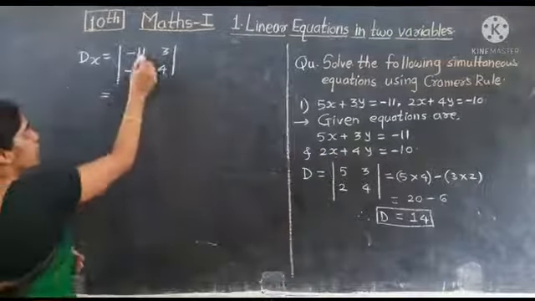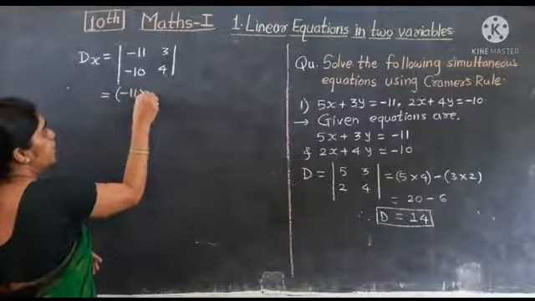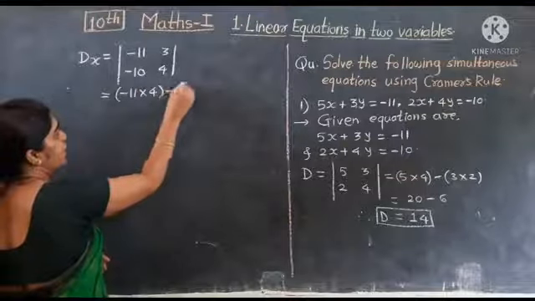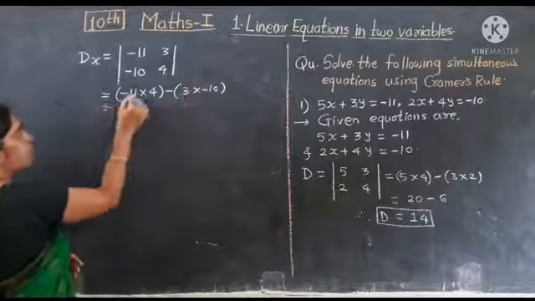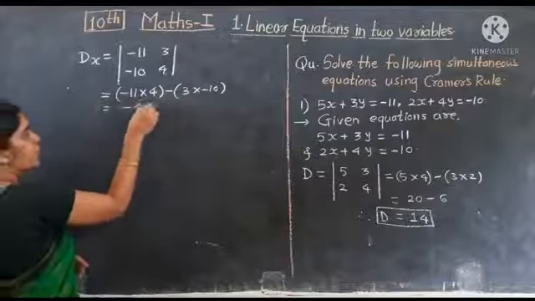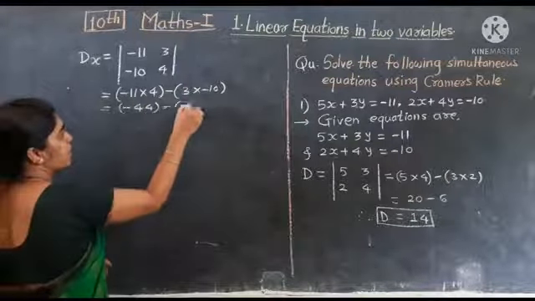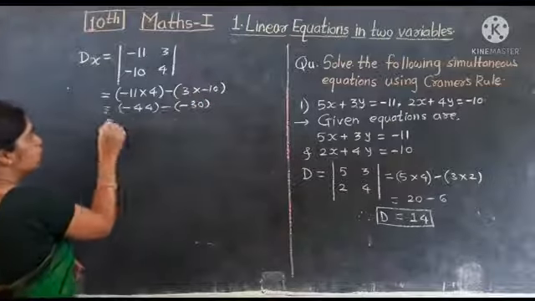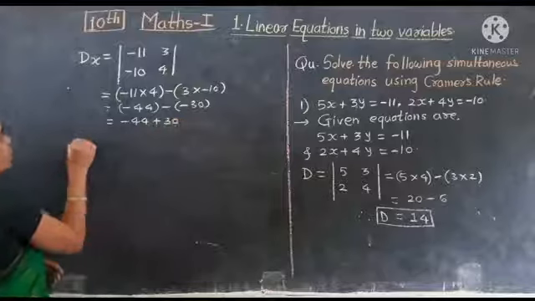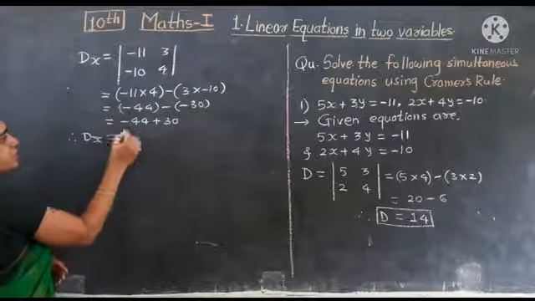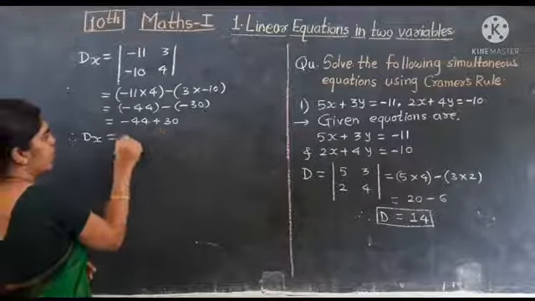Now here multiply minus 11 into 4, minus 3 into minus 10: minus 44 minus minus 30. So you get minus 44 plus 30. Therefore, we get Dx as minus 14.